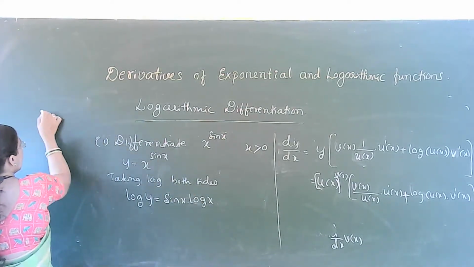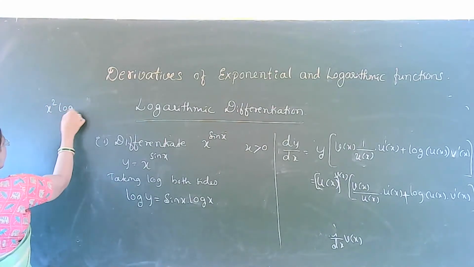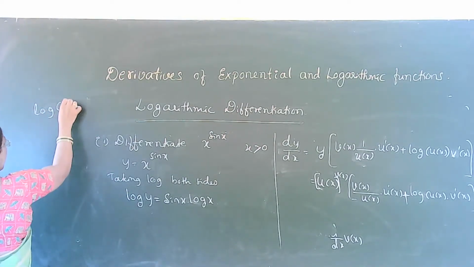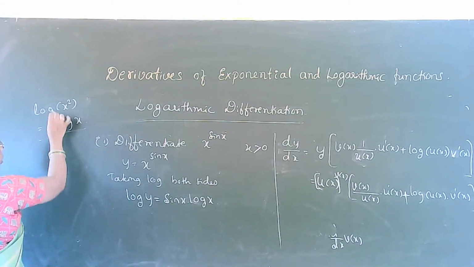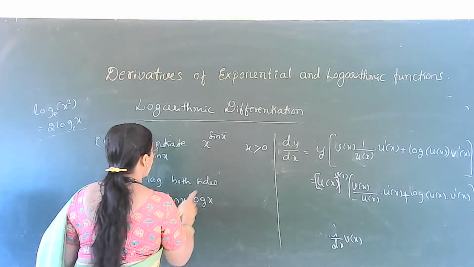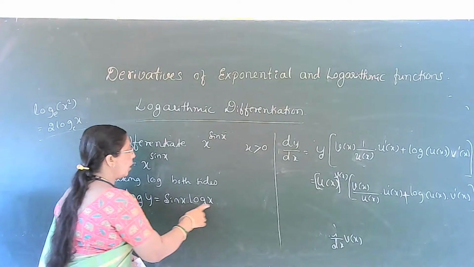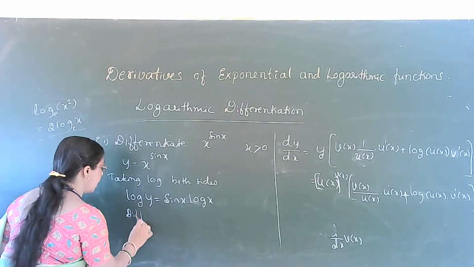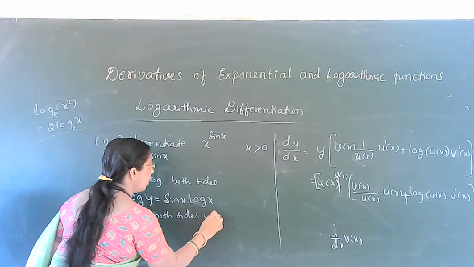You already know about the logarithmic function, like log of x square is equal to 2 log of x. So the power comes to this side, multiplied by log x. Log of y is equal to sin x into log x. Then differentiating both sides with respect to x.